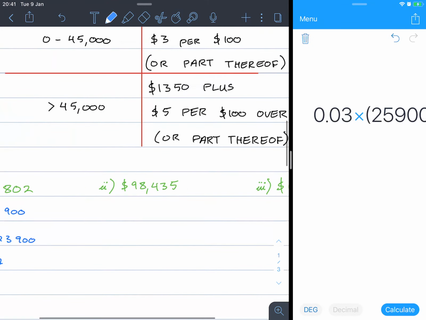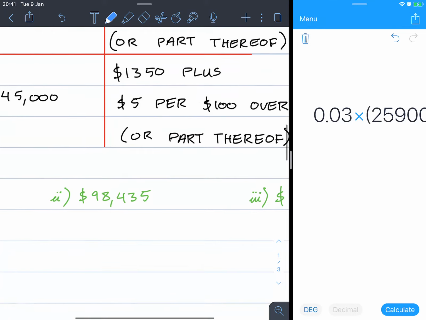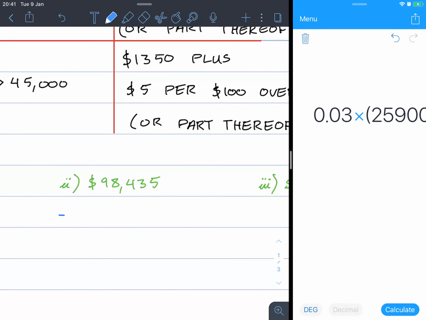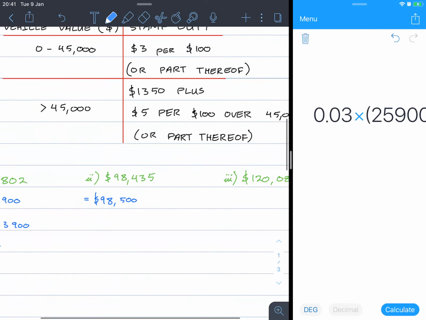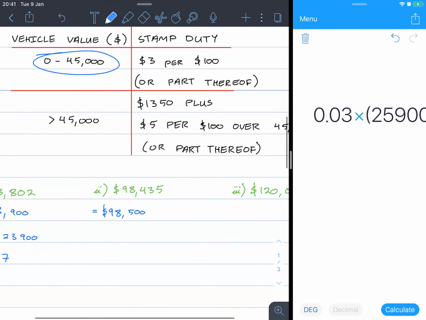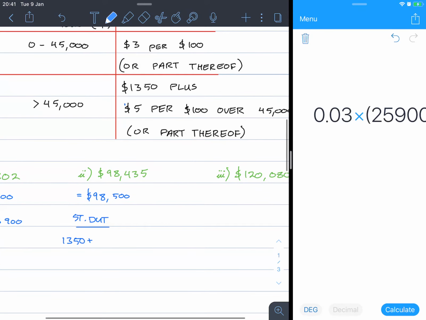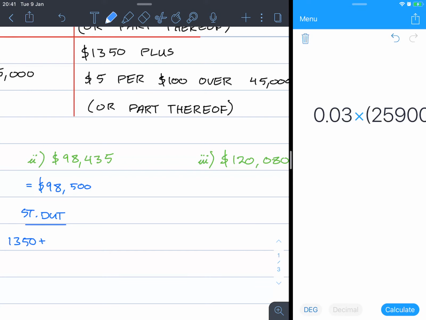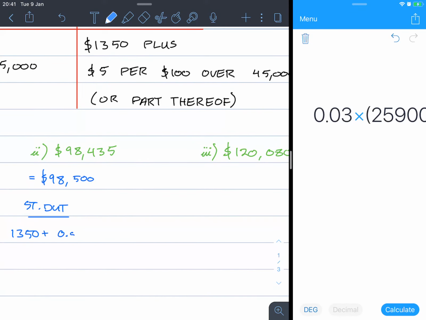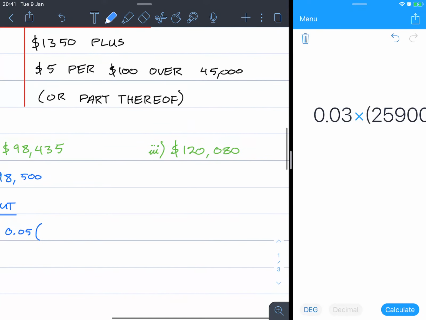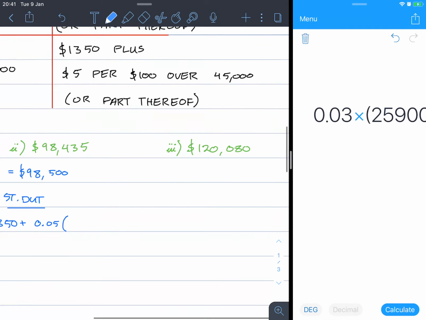For this next example, take note that it's $98,435. For this, let's first round it off, up to the nearest 100. So this is going to be $98,500. Now, because it's no longer in this price range, but in this one, we have to follow this stamp duty price. So the stamp duty is equal to 1350 plus, let's consider what this means. That's $5 per $100. That's really 5% times any amount over $45,000.